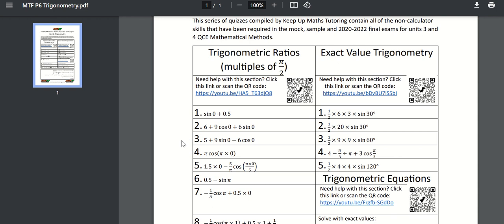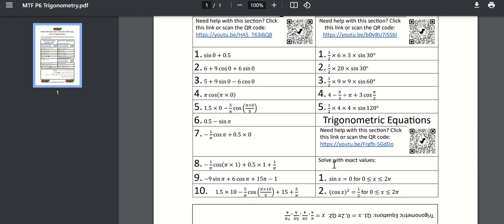Okay, so this is basically the standard. So you need to be able to do all these sorts of things, like sine of pi, which is similar to what you had to do in that question.